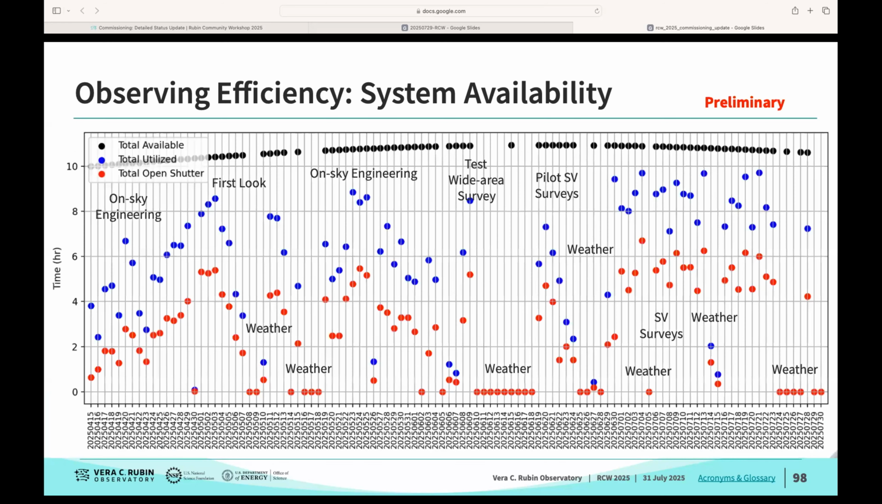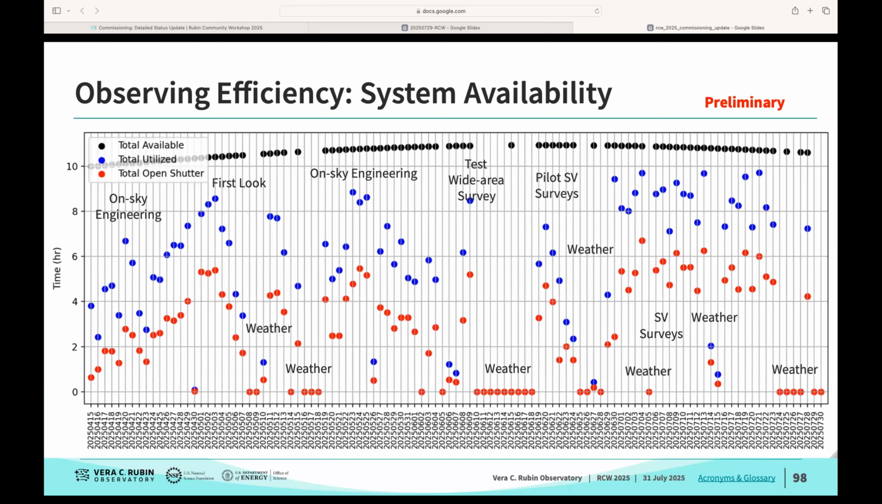Next slide, please. This is a look at the system availability over the full LSSTCam on-sky commissioning campaign to date. One of the things you'll see is that we've had periods where we've really been focused on on-sky engineering. There's a period where we were concentrating on the observations for first look. There have been a number of periods where we've been off sky for up to a week due to weather. We are commissioning in winter in Chile.